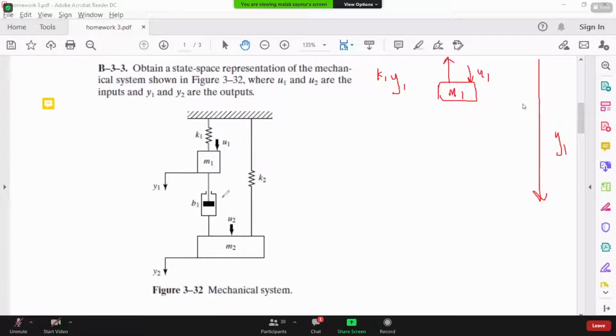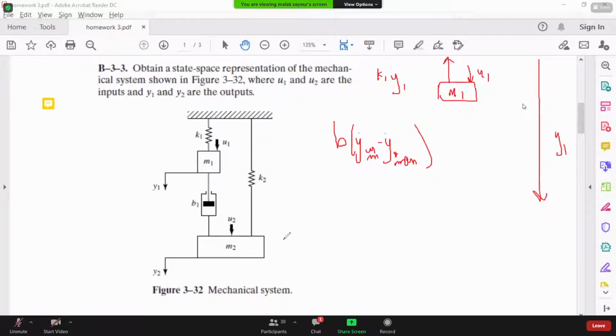We still have the force from the damper. So the force of the damper is always equal to B times Y dot of your mass minus Y dot of the other mass. Why is it Y dot and not Y? Because the spring force is proportional to the displacement, while the force of the damping is proportional to the velocity. The velocity is the derivative of the displacement, which is Y dot. So it's always like that: B times Y dot of your mass minus the other mass dot.